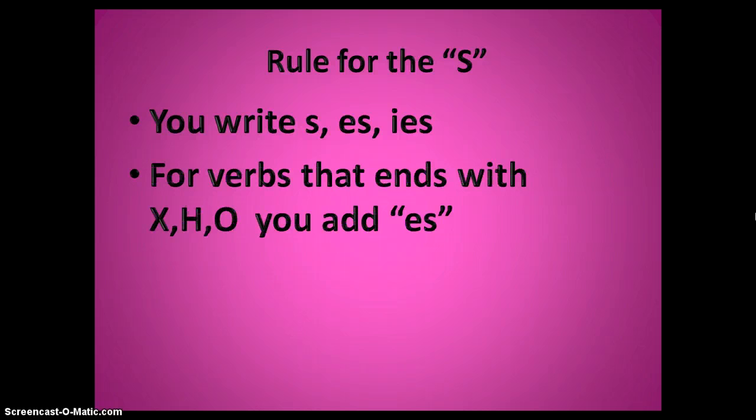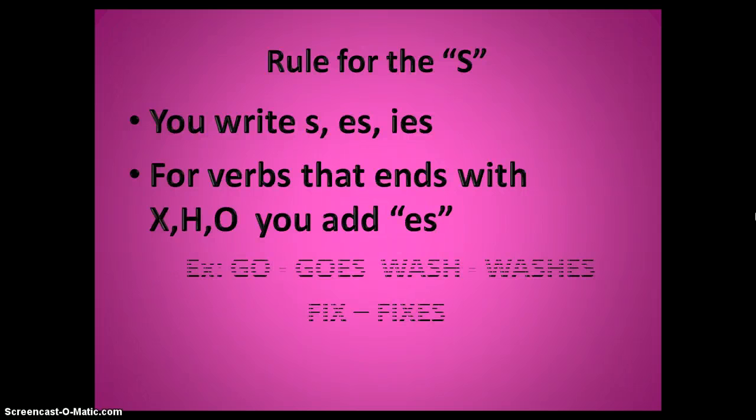For verbs that end with x, h, or o, you add es. Example: go changes to goes, wash changes to washes, and fix to fixes. Go ends with o, so you change es, goes. Wash ends with h, so you have to put es, washes. Fix ends with x, so you put fixes at the ending of the verb.